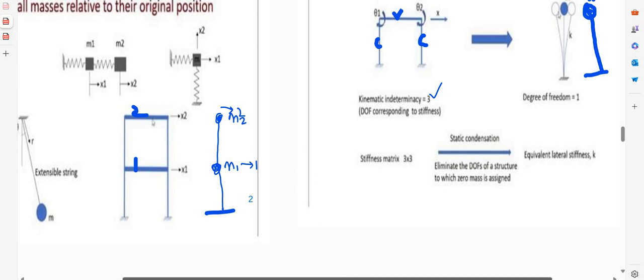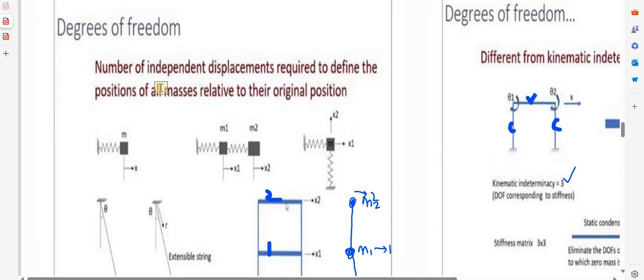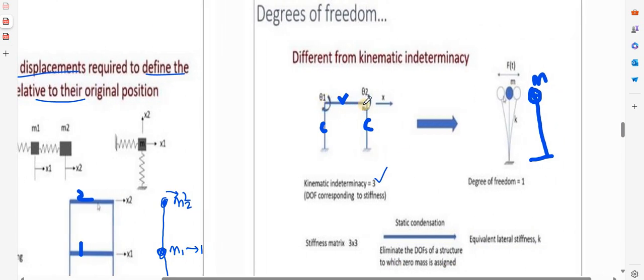So the degree of freedom in a dynamic analysis can be defined like this. It is the number of independent displacements required to define the position of all the masses relative to their original position. For example, in this case there is only one story, so only one mass is there. It will have only one movement in one direction. So here the degree of freedom is 1.